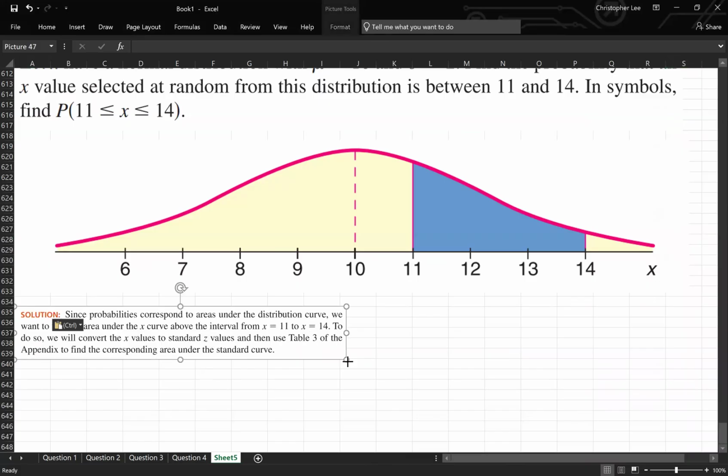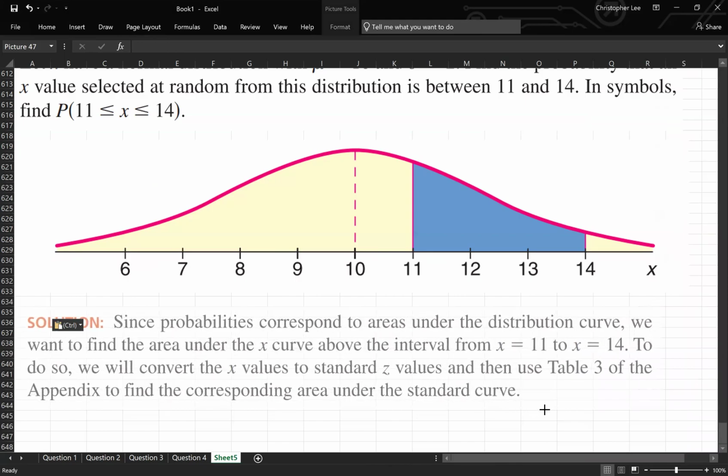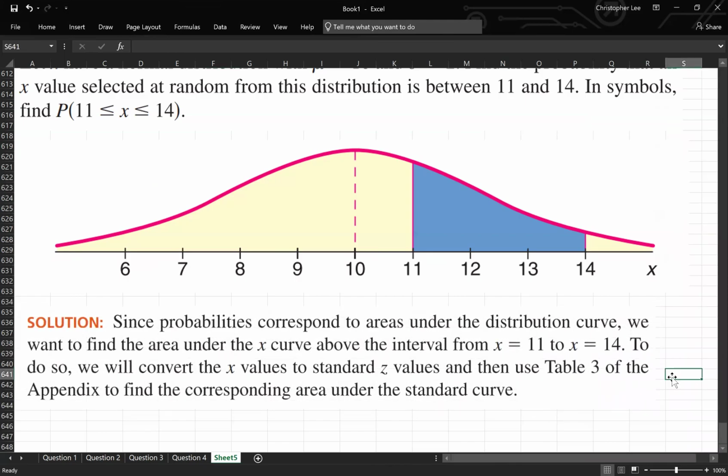Since probabilities correspond to areas under the distribution curve, we want to find the area under the X curve above the interval from X equals 11 up to X equals 14. To do so, we will convert the X values to standard Z values and then use Table 3 of the appendix to find the corresponding area under the standard curve.